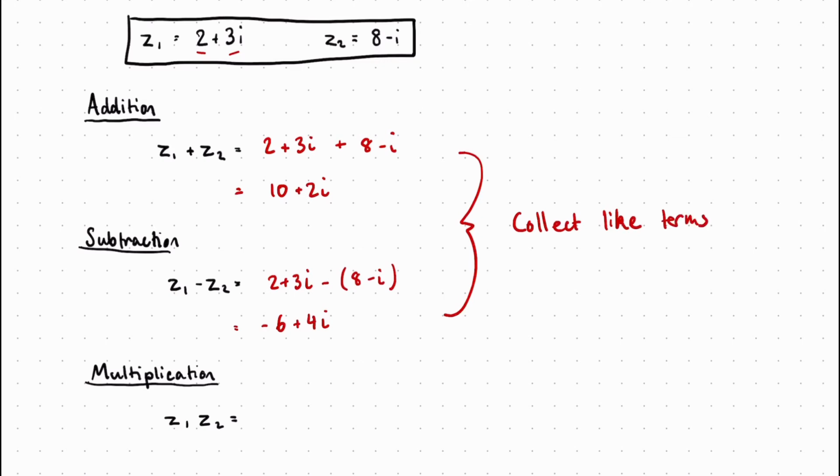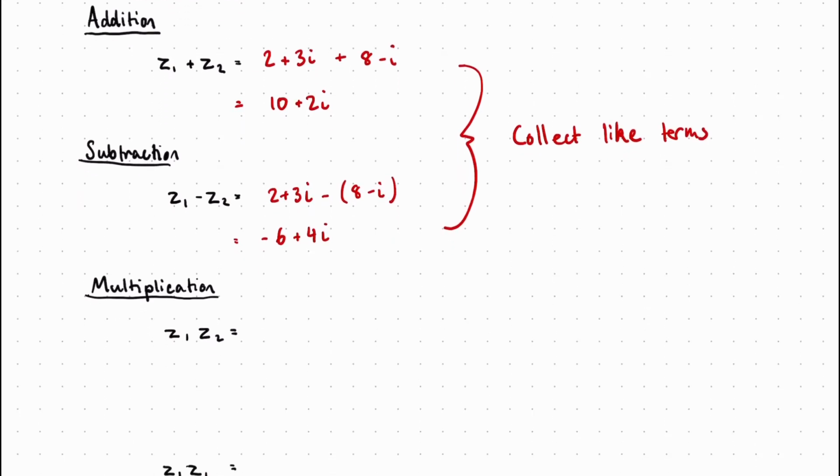When it comes to multiplication, I'm doing 2 plus 3i, and I'm just going to do double brackets, 8 minus i. Well, we expand our double brackets in the same way we do with algebra as well. So I'm going to expand out brackets. 2 times 8 is 16. 2 times minus i is minus 2i. 3i times 8 is plus 24i. And plus 3i times minus i is minus 3i squared.